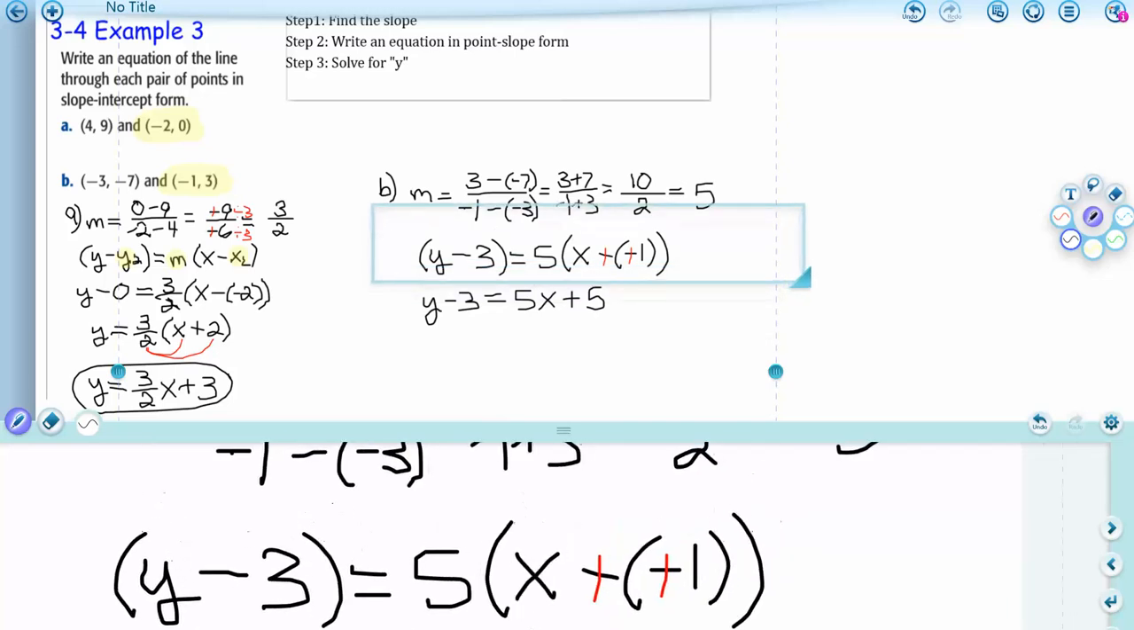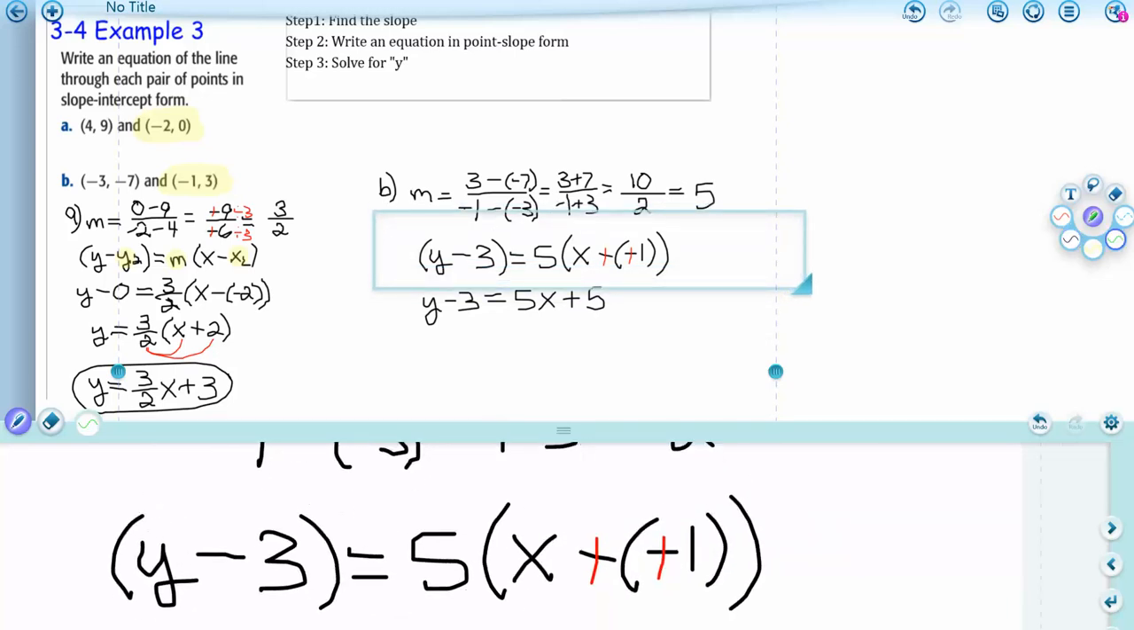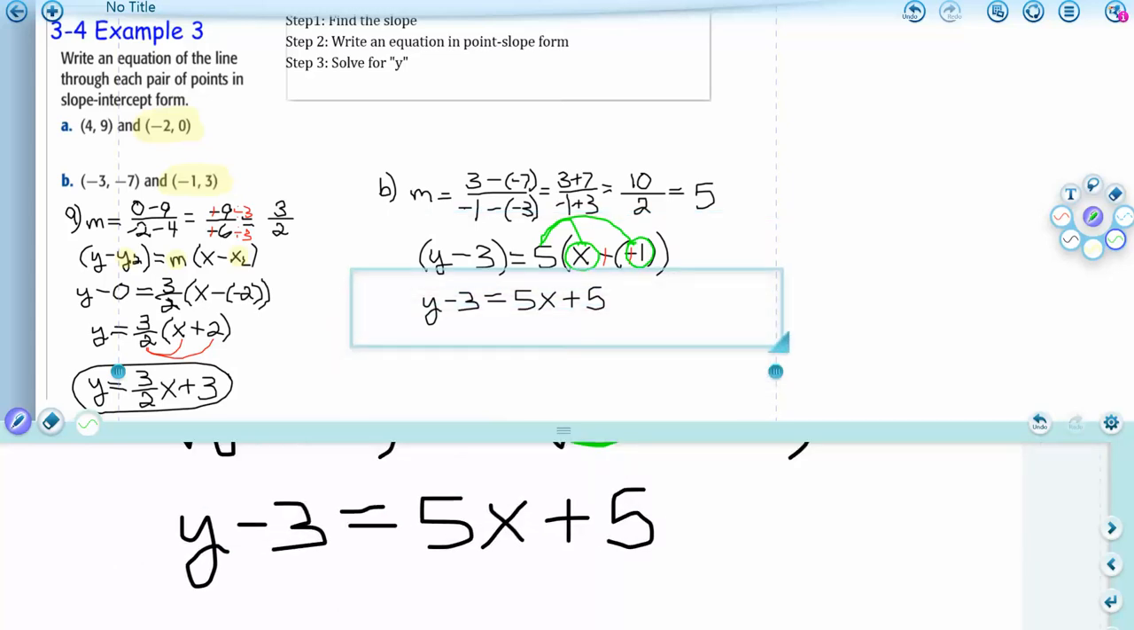So just to clarify there, when you use distributive property, 5 has to be multiplied times both of these terms inside parentheses. So when I do 5 times x, I get 5x, and I do 5 times 1, that's where the 5 came from. Now, I haven't quite solved for y. I still have to deal with this -3 right here. Well, to get rid of that and solve for y, I'm going to add 3 on both sides.